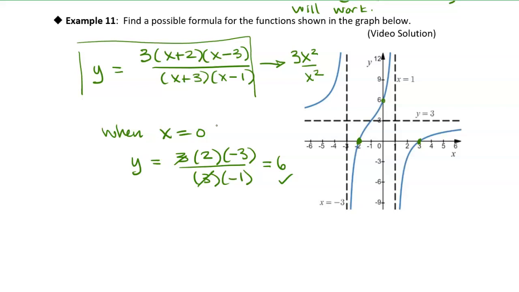This is the rational function that would produce this graph. All right, that's all I have, and I'll see you in class.